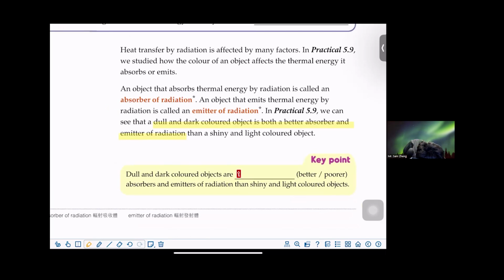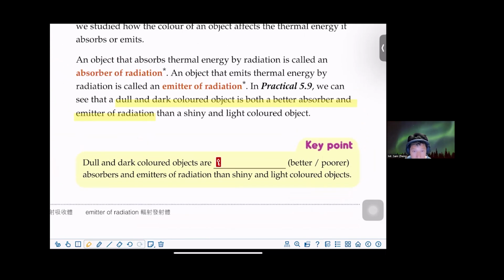Okay, so now, Marcus, can you tell me, are dark and black colored objects poor or better absorbers and emitters of the radiation? Okay, so it should be the better one. Better absorbers and emitters of radiation than the shiny and light colored objects.